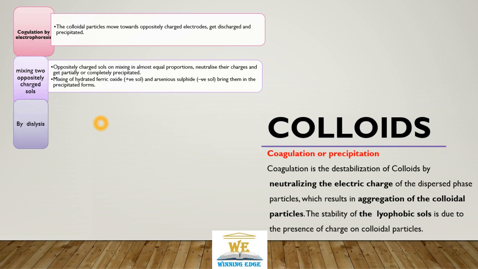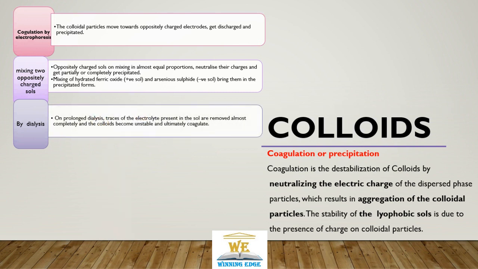Dialysis can also coagulate. On prolonged dialysis, traces of electrolytes present in solution are removed almost completely, and the colloid becomes unstable and ultimately gets coagulated. With the high dialysis, the electrolytes that are responsible for supplying the excess charge on the colloidal surfaces are completely removed. To some extent neutralization will happen, and the result is partial coagulation.